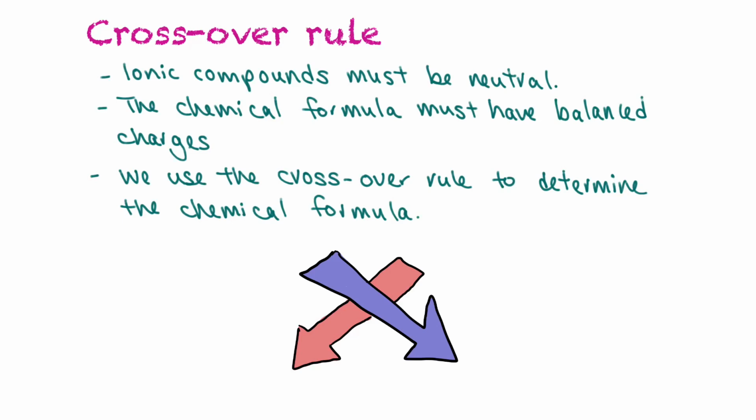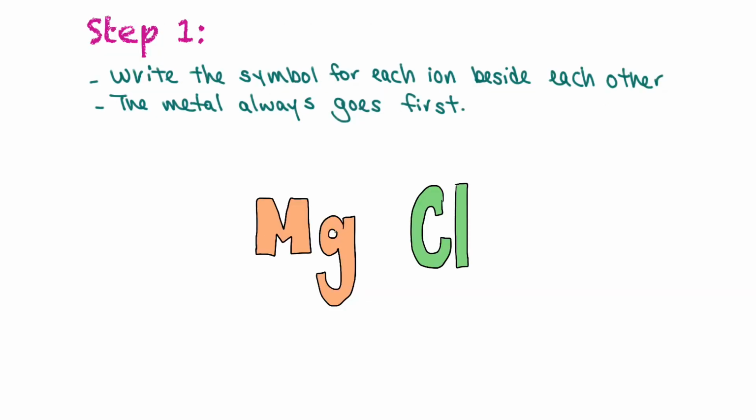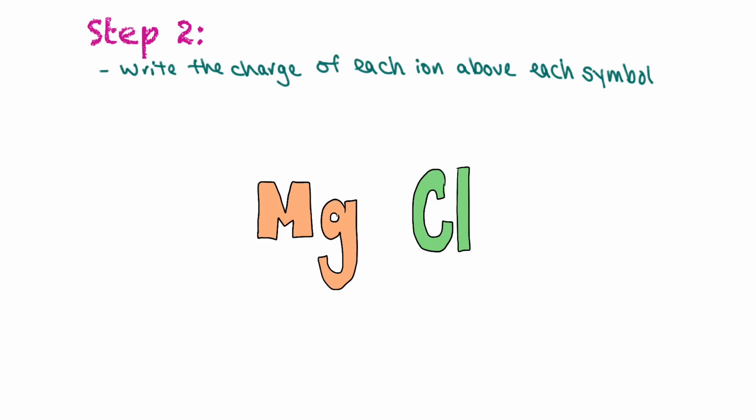So the easiest way to figure out how that will happen is we use something called the crossover rule to determine the chemical formula. So we'll go through the steps of the crossover rule and follow them through with a few examples. So first of all, we write the symbol for each ion beside each other, and the metal always goes first. So in the example we're going to do, it's magnesium and chlorine. So we draw magnesium first and then chlorine beside it. Our second step is to write the charges of each ion above the symbol.